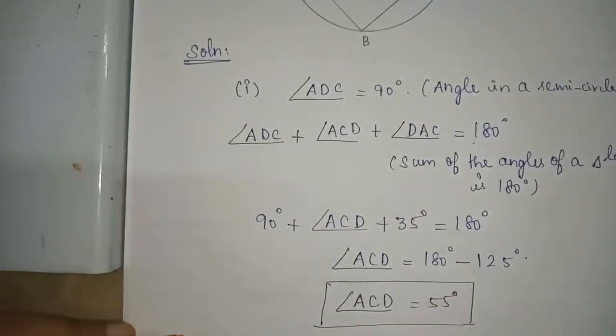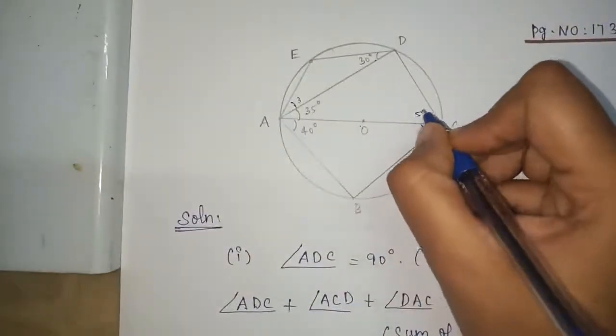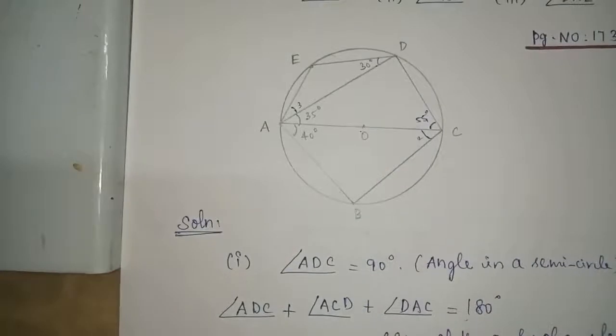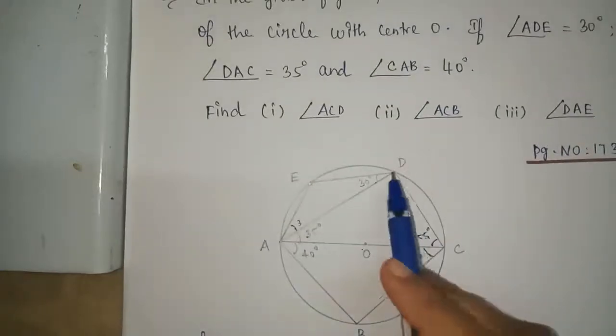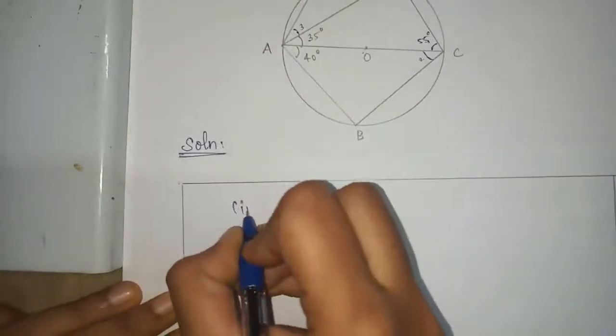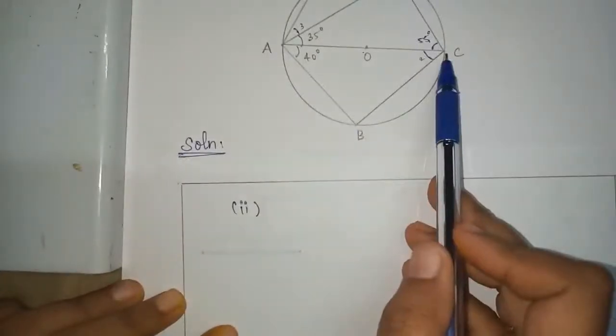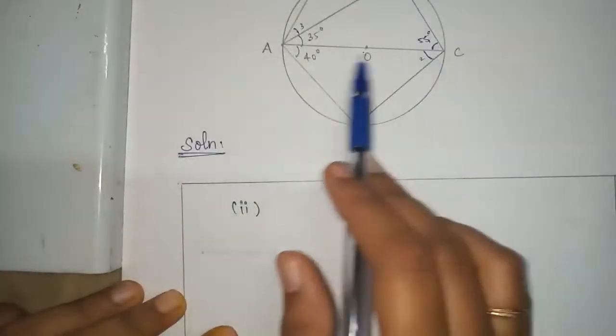So now we have found the value of angle ACD, which is nothing but 55 degrees. Next one is the second subdivision. You have to find angle ACB. In the second subdivision, we see ABC is 90 degrees because it is an angle in the semicircle.